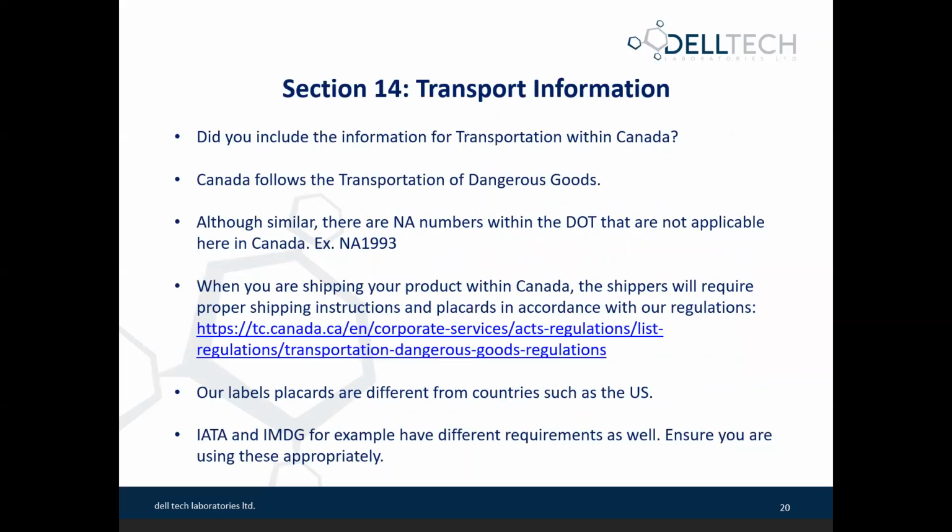Section 14 is for transport. Now, this section is actually not mandatory on an SDS, but we strongly advise that you have it completed correctly. Again, because the SDS has become a catch-all document for all applicable information, including transport. Canada follows the Transportation of Dangerous Goods, TDG, while the US follows 49 CFR. There are distinctions here, especially with the UN numbers and shipping names used. For example, the US has NA numbers like NA 1993 combustible liquid that is not applicable in Canada. The label placards for Canada can also be different from the US.